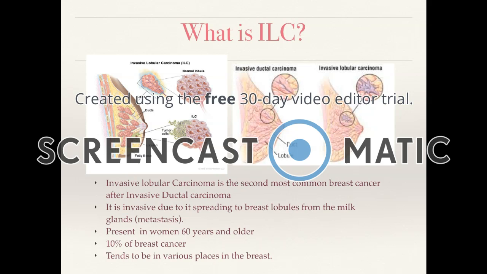From a molecular standpoint, ILC is known to be more commonly estrogen receptor positive and HER2 negative. In invasive carcinomas, usually the cancer has spread or metastasized to other body parts. It's present in women over 60 years of age and is 10% of all breast cancers. This cancer tends to be in various places of the breast.